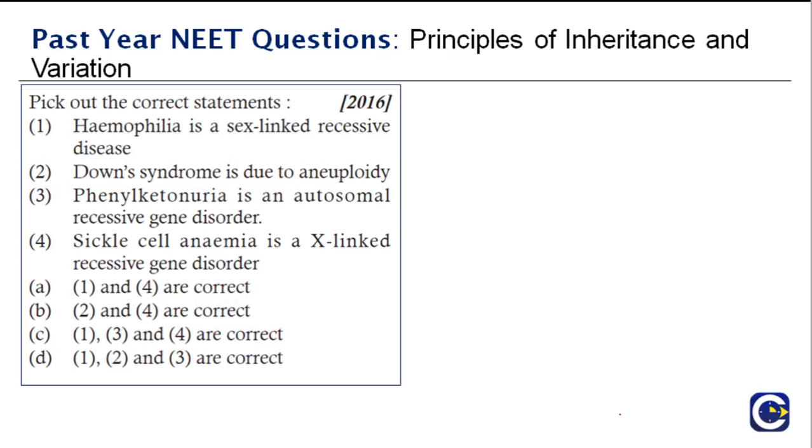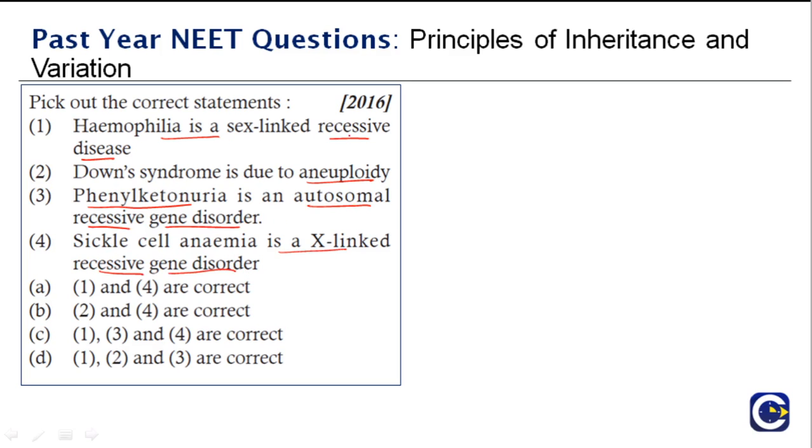So pick out the correct statements. Hemophilia is a sex-linked recessive disease. We just did this question. Down syndrome is due to aneuploidy. We also did a similar question. Phenylketonuria is an autosomal recessive gene disorder. Sickle cell anemia is an X-linked recessive gene disorder.